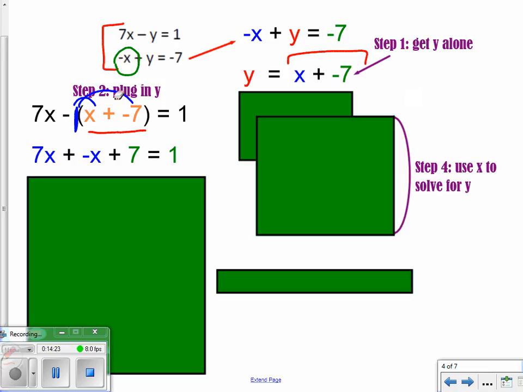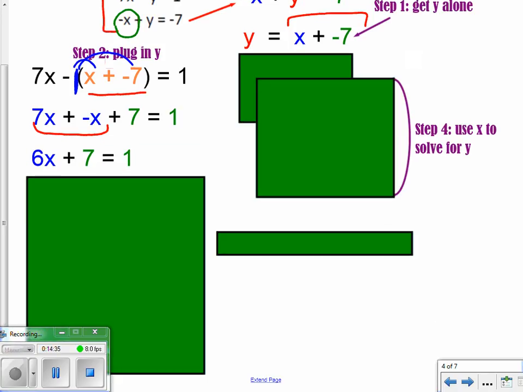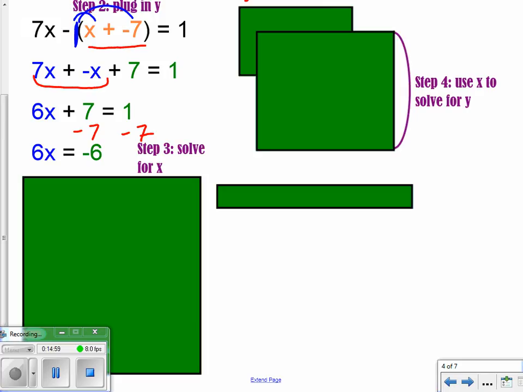Okay. Now I can see I've got two different x terms, 7x and negative x, that I can combine together, and I can call those 6x. That negative x, again, is like a negative 1x. Negative 1 plus 7, because I'm combining them together, would be 6. So I have 6x plus 7 equals 1. To get rid of that extra constant term, I would just subtract 7 from both sides. When I do that, I'm left with 6x equals negative 6.